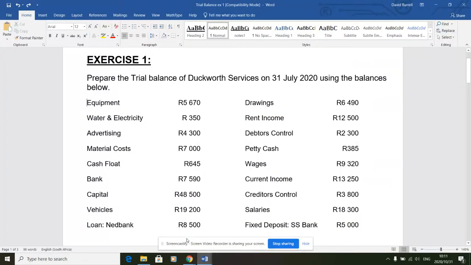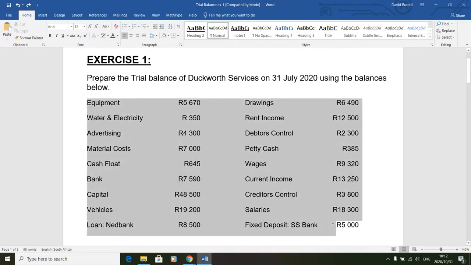Okay, so here we are on trial balance exercise 1. This is on page 97 in your workbook. And we have to prepare the trial balance of Duckworth Services on 31 July 2020 using the balances below. So there's just a list of balances that you're given over there. It doesn't say if they're debit or credit.